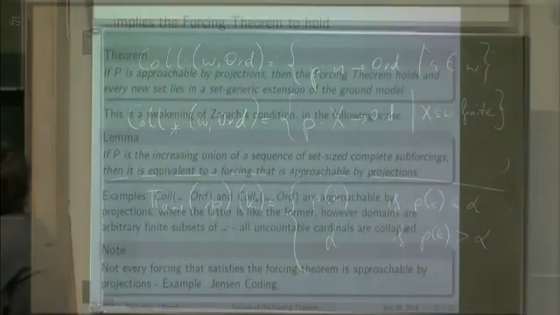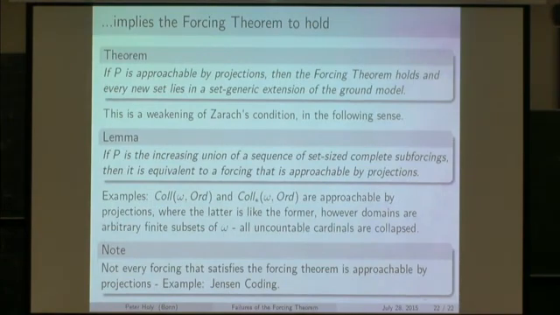One thing I wanted to say is that this is not a necessary condition for a forcing to satisfy the forcing theorem. So, for example, Jensen coding satisfies the forcing theorem because it preserves the axioms of set theory and is pretame. But it's not approachable by projections because Jensen coding adds a real which does not exist in any set forcing extension. But I think two slides ago I showed that whenever you add a set by a forcing that is approachable by projections, it will be in a set forcing extension of the ground model. So, yeah.